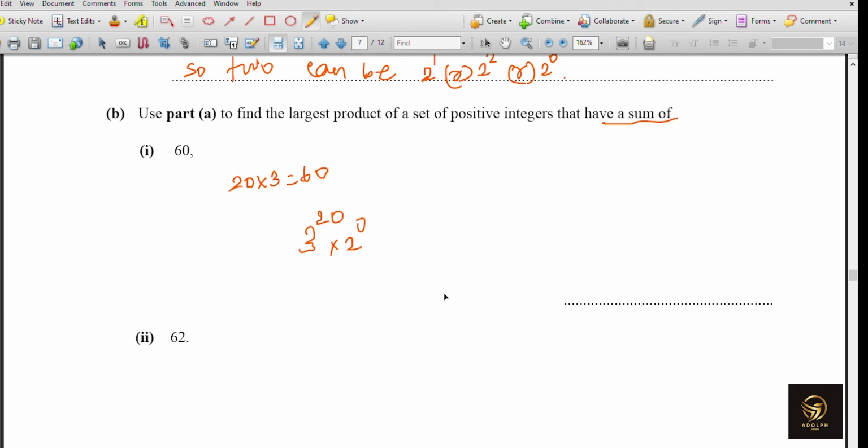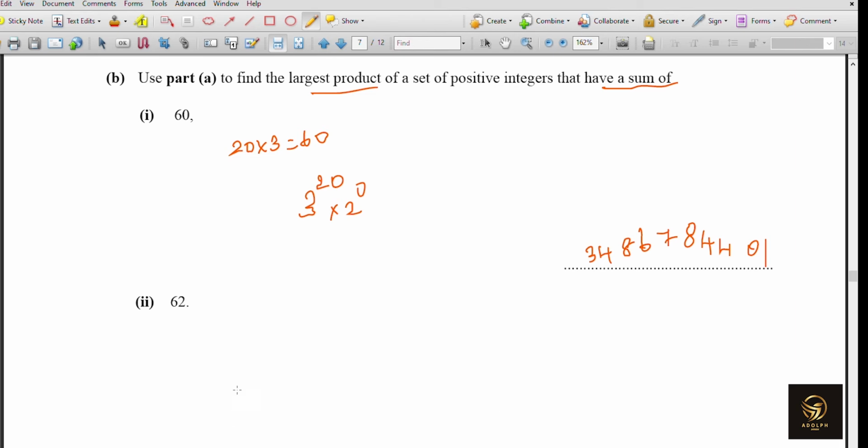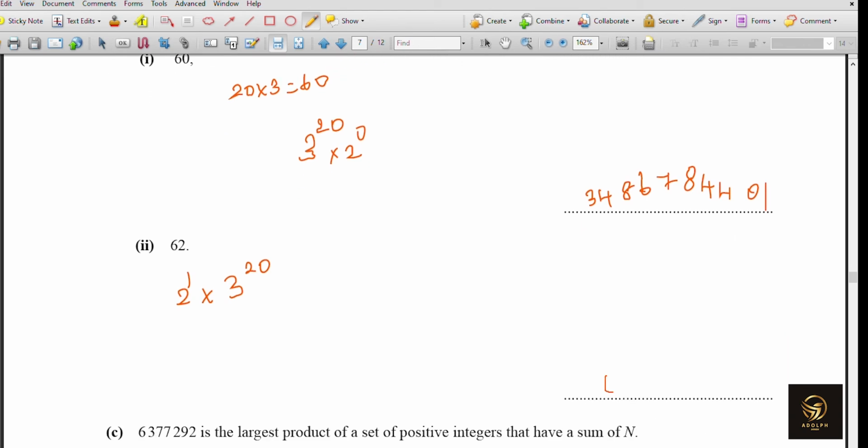And if you put this value in the calculator, why do we have to put this? Because we have to find out the largest product. If you do it, then we'll be getting the answer 34867844401. The next is 62. Just now we have seen for 60 it's 3 power 20, and one more 2 is extra here, so it's nothing but 3 power 20 and 2 power 1. And if you put this in your calculator, you'll be getting the answer as 69735688802.